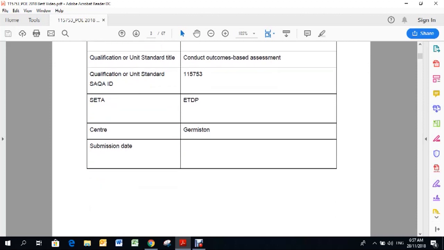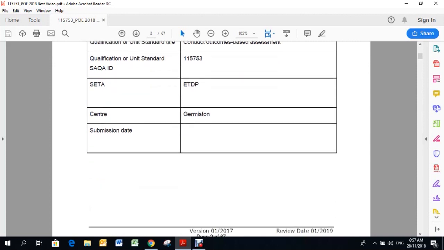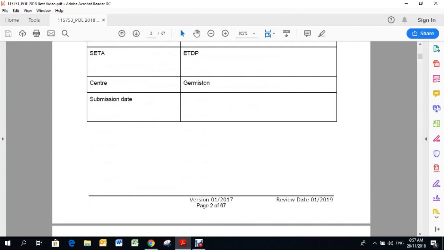Then that indicates the course you're doing. Our center, that's our main office we have. The submission date can only be written on the day that you're going to submit your portfolio, or if you know the date, then just write the date. Say you are doing it in January and you submit on the 30th of June, then you can just write the 30th of June there.